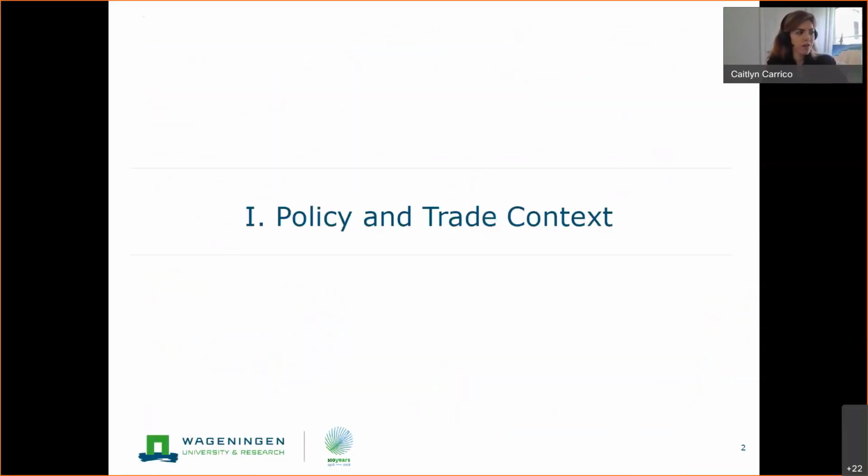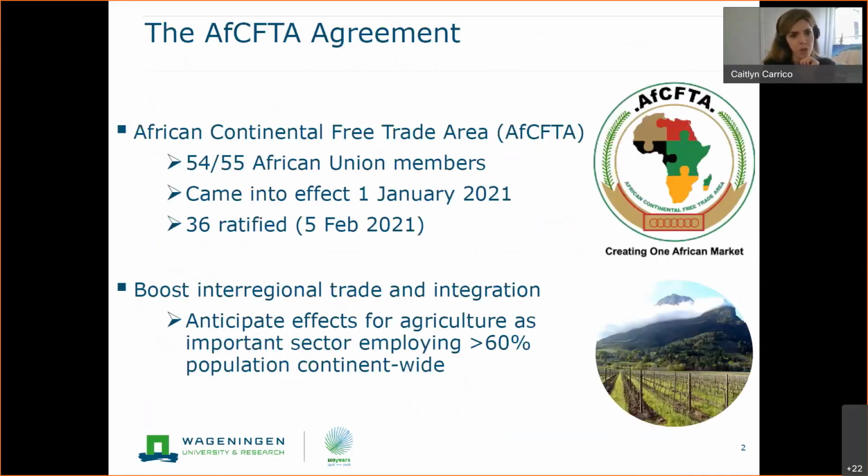So first, I'm going to talk a little bit about the policy and trade context. We heard about this before, so I won't go into too many details. So again, we're looking at the African Continental Free Trade Area. This came into effect very recently, on the 1st of January of this year, and so far, the numbers I could find show that 36 of the countries have ratified the agreement.